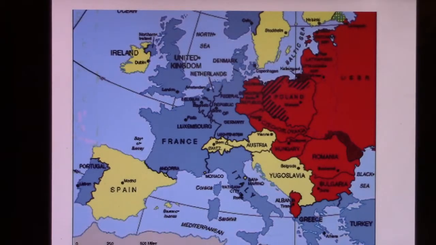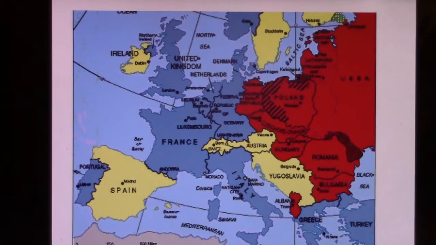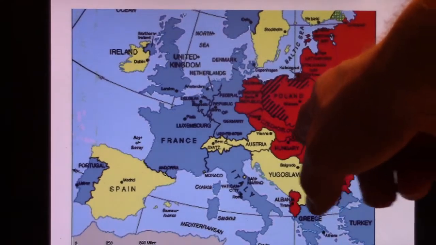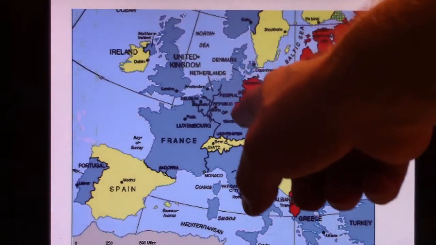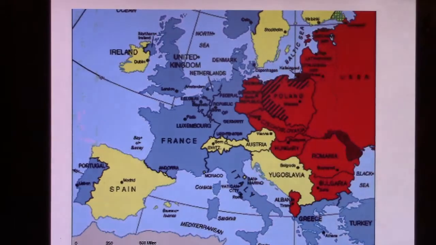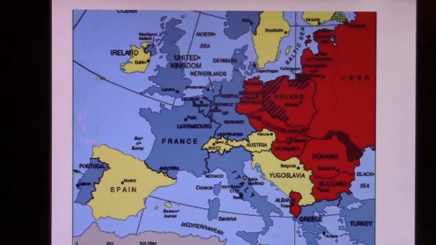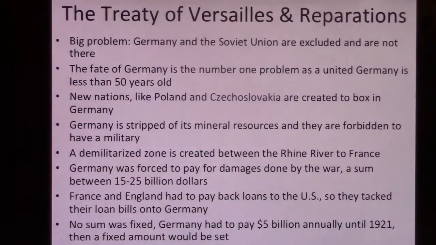And so Germany is going to be carved up. You can see all of this red here, the new Czechoslovakia and Poland, all of this red used to be part of Germany, and it is going to be dismantled as part of these treaties.